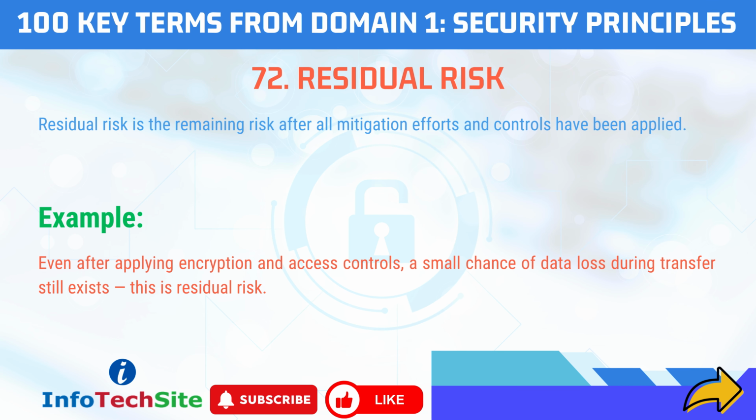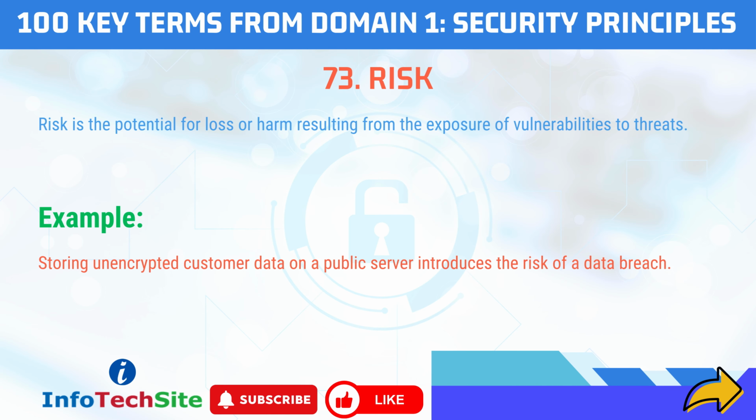72. Residual risk. Residual risk is the remaining risk after all mitigation efforts and controls have been applied. An example includes: Even after applying encryption and access controls, a small chance of data loss during transfer still exists. This is residual risk. 73. Risk. Risk is the potential for loss or harm resulting from the exposure of vulnerabilities to threats. For example, storing unencrypted customer data on a public server introduces the risk of a data breach.